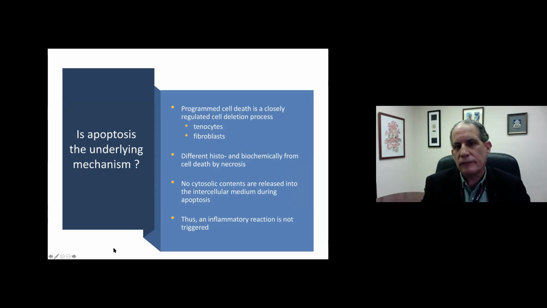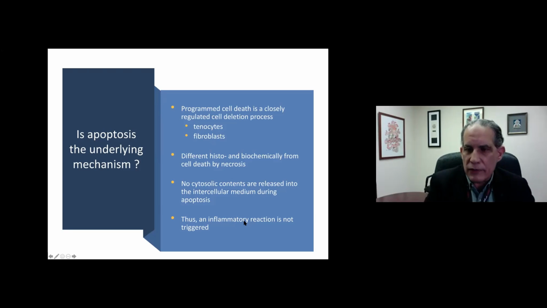Now, the mechanism that may ultimately explain the degeneration that we see in the tendons may be the typical apoptosis mechanism. And this mechanism is not about cells dying because of inflammation. This is about programmed cell death. And if this is what's happening in the tendon, the tenocytes and the fibroblasts will die, and that will cause degeneration. But because there is no release of the contents of the cells, there is no inflammation.